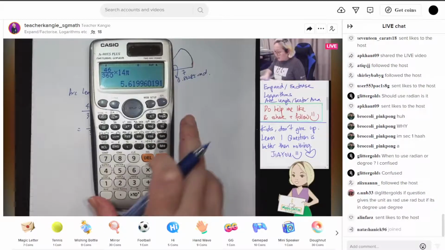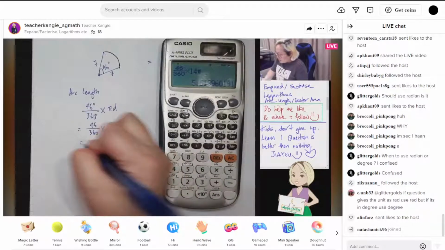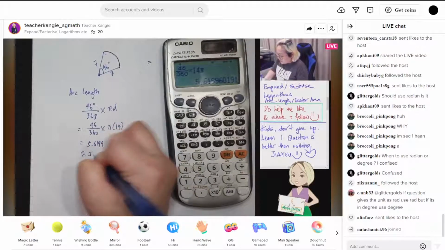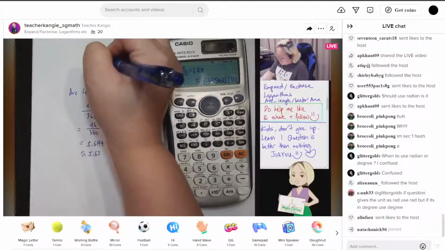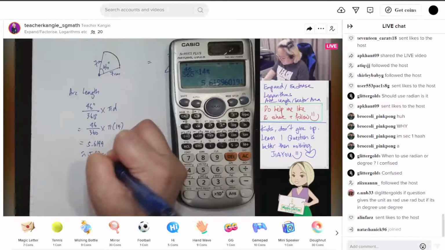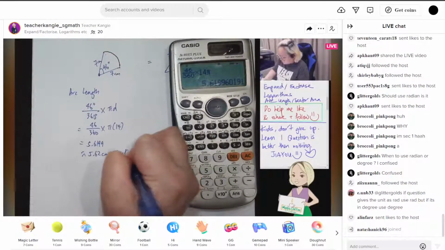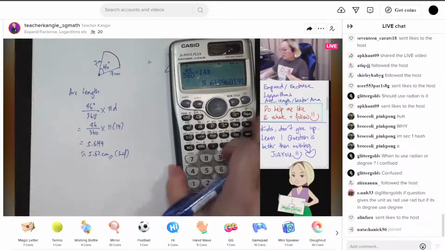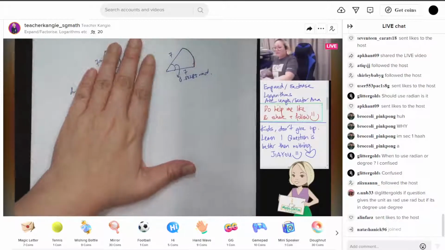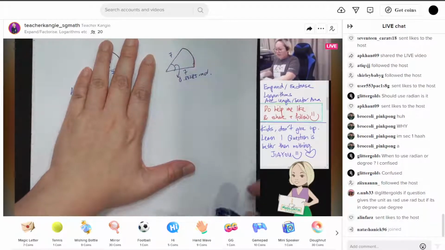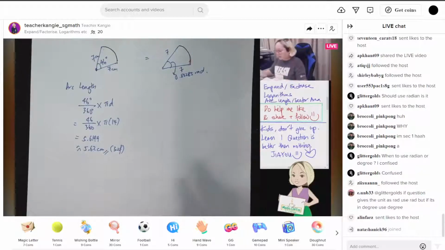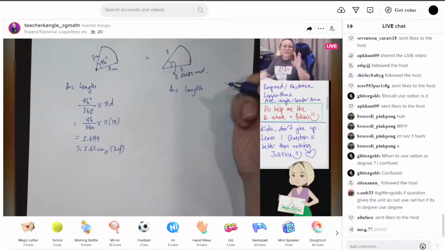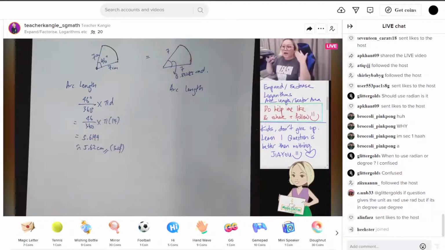And I will get 5.6199, round off to 3SF, 5.62 cm. I have demonstrated using degree to find the arc length. Now, let's say I'm given the same thing, but my angle is given in radian. Let me show you how fast this is. Same thing, I want to find arc length. The arc length formula is given during the exam. It's on the first page. Arc length is r theta.